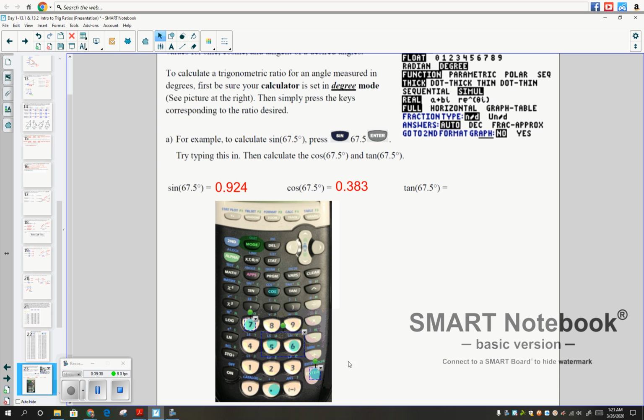Last one here. So I want to do tangent 67.5. I'm going to hit the tangent button. Right here's the tangent button. Tangent 67.5. And then I'd enter. You'll end up with 2.414.